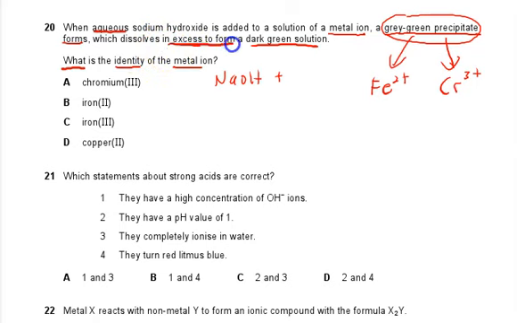they have mentioned here that it dissolves in excess to form a dark green solution. Iron will form a precipitate in the excess of sodium hydroxide. However, your chromium here will dissolve in sodium hydroxide to form a dark green solution. This one will dissolve.